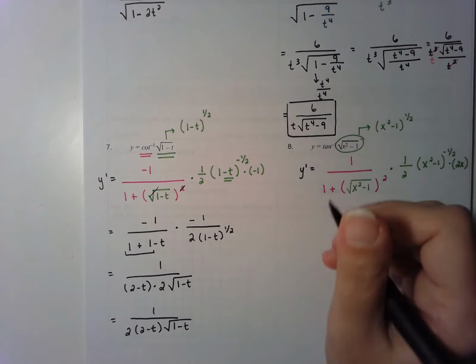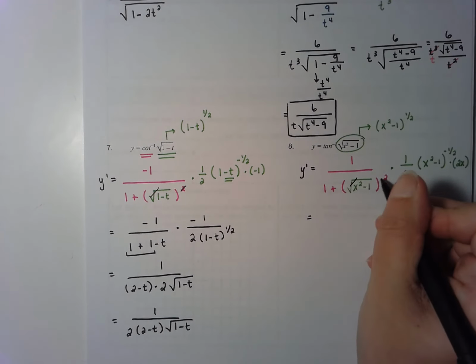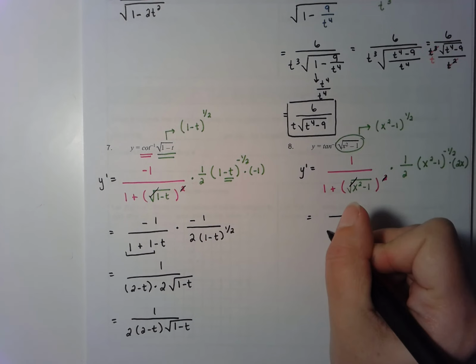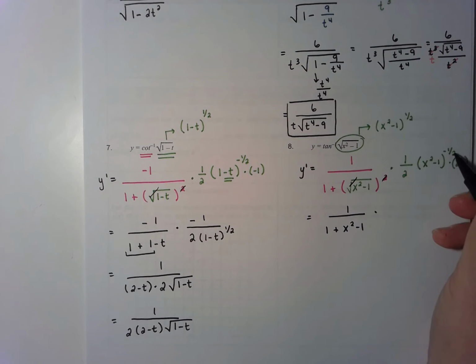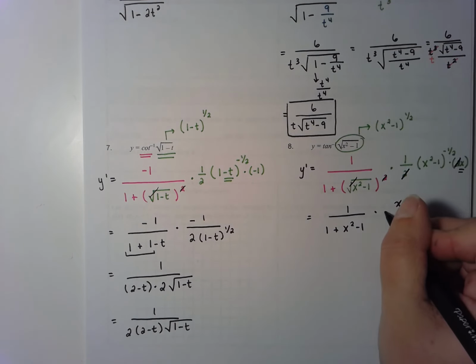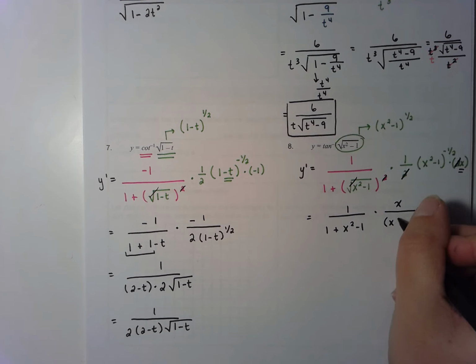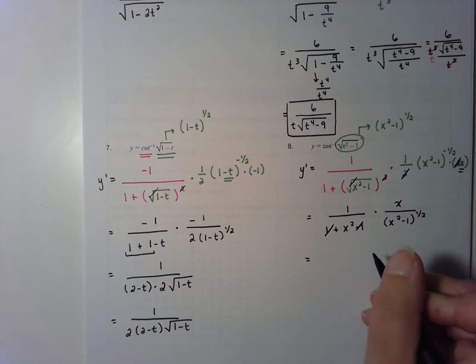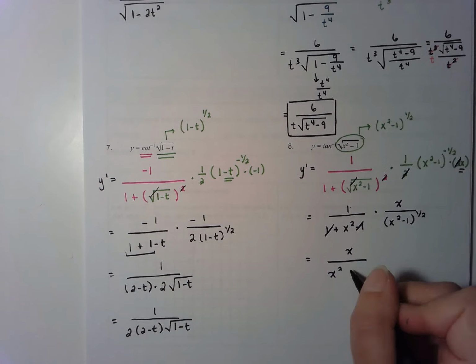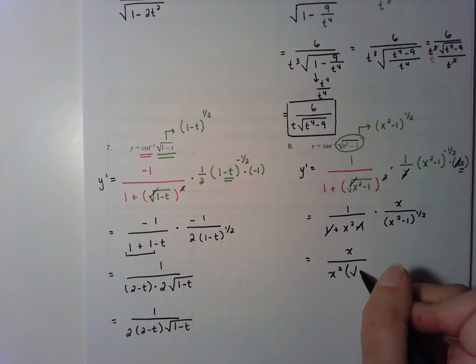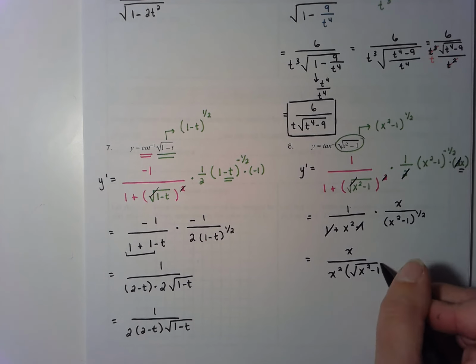That's the chain, because the derivative of x squared is 2x. Next, I'm going to simplify. So square roots and squareds undo each other. They're inverse operations, which means I just have 1 plus x squared minus 1. Now, this negative power is going to go to the denominator, and this 2 is going to cancel this 2. So I'm going to have x, which is left over on the top, over parentheses x squared minus 1 to the positive 1/2 power. 1 minus 1 is 0, so 1 times x gives me x in the numerator, x squared in the denominator, and I'm going to rewrite this as a square root.